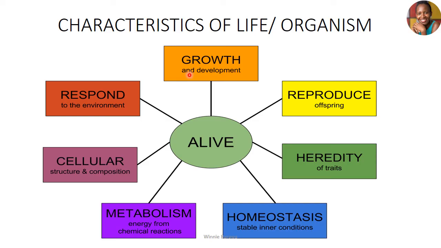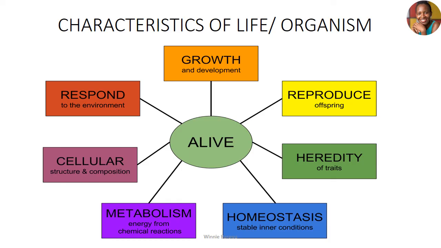The next category of characteristics is reproduction, that is the ability to bring forth offspring or fellow beings that have the same characteristics as the person who is producing them. The other category is heredity, and by heredity is the ability to pass on similar characteristics to the next offspring. And under homeostasis, here we talk about being able to maintain a stable internal environment.